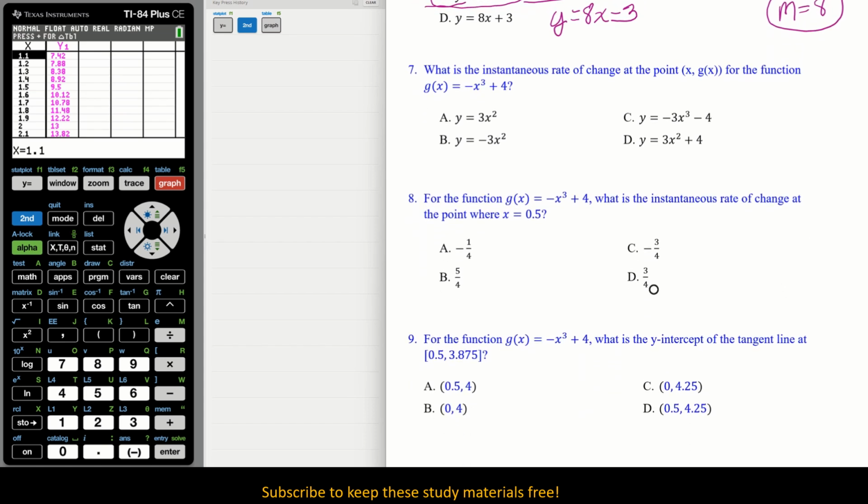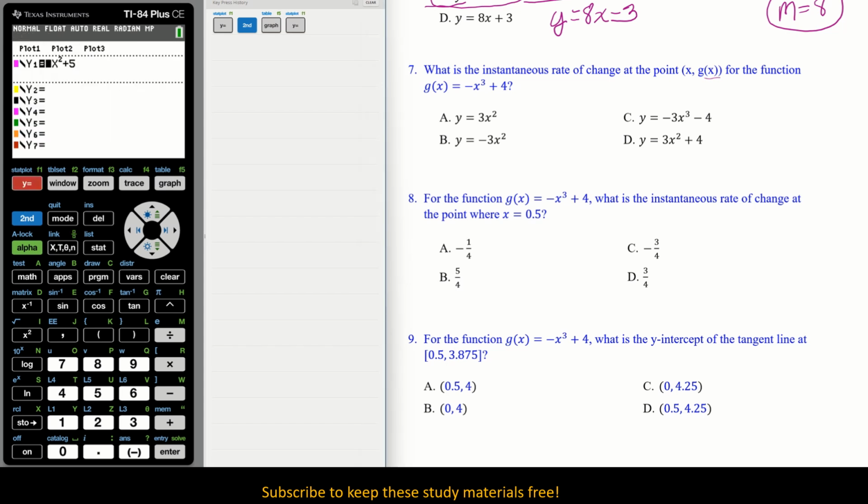Okay. It says, what is the instantaneous rate of change of the point g of x for the function negative x to the third plus 4? That's our g of x. Okay. So what we need to do here is go back to our y equals. We're done with the previous one, and if you look at 7, 8, and 9, we're using the same equation. So we can cancel that out, and let's use negative x cubed plus the 4.